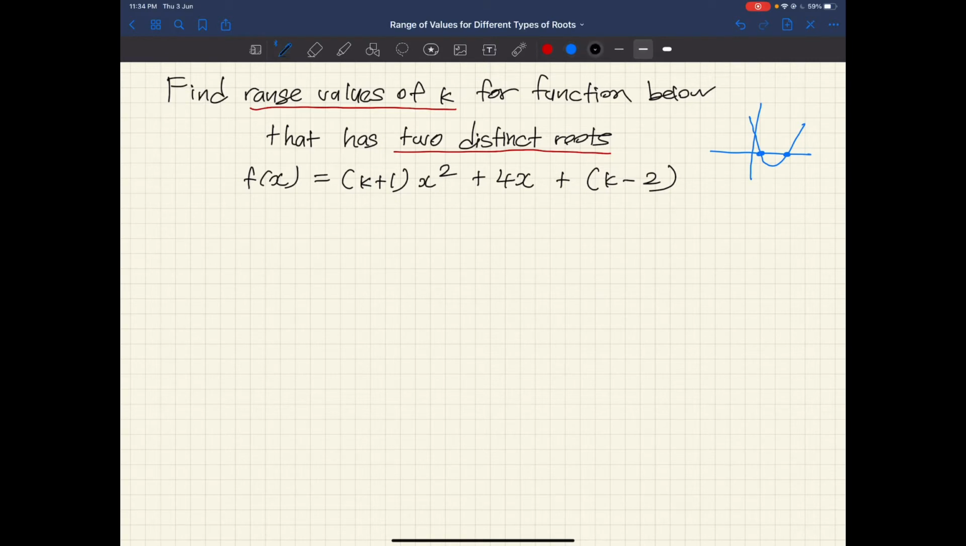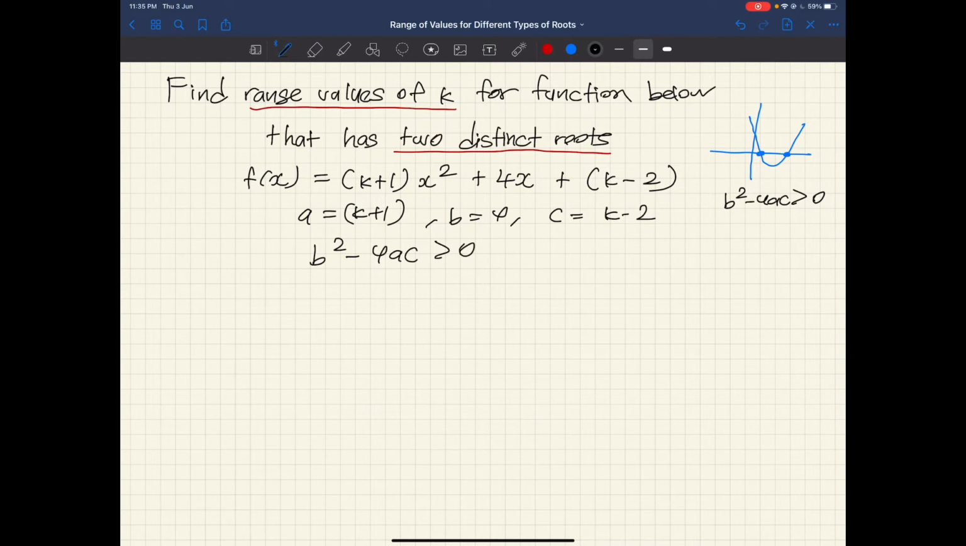Alright. And how do you write an equation for that? For two distinct roots, your b square negative 4ac will be greater than 0. So let us do that over here. My a is k plus 1, my b is 4, and my c is k minus 2. I don't have to do anything over here. Alright, and I'm doing my b square negative 4ac greater than 0.